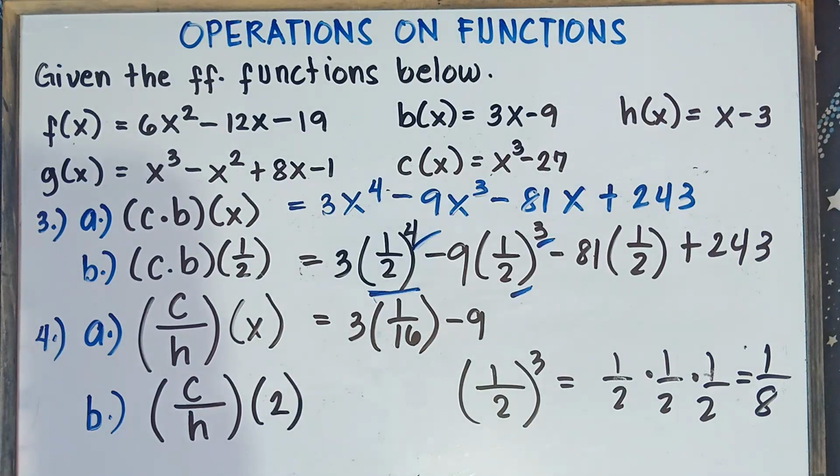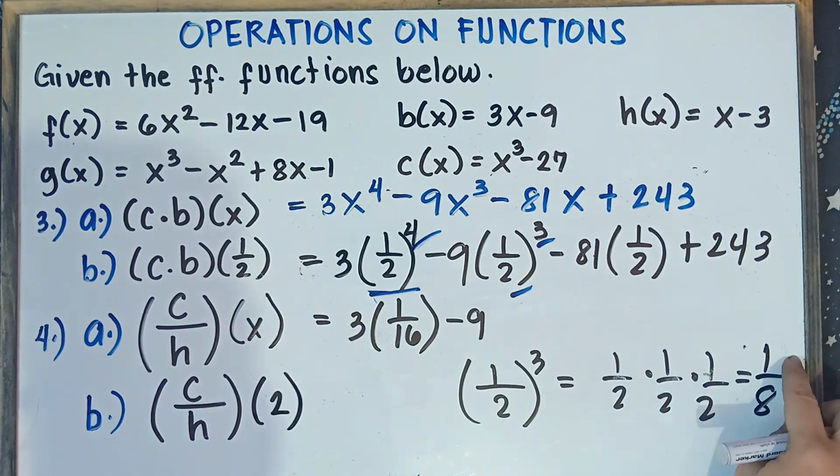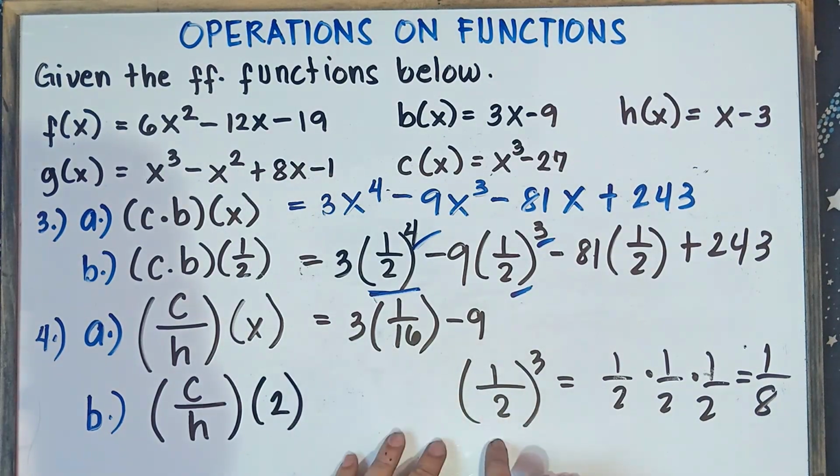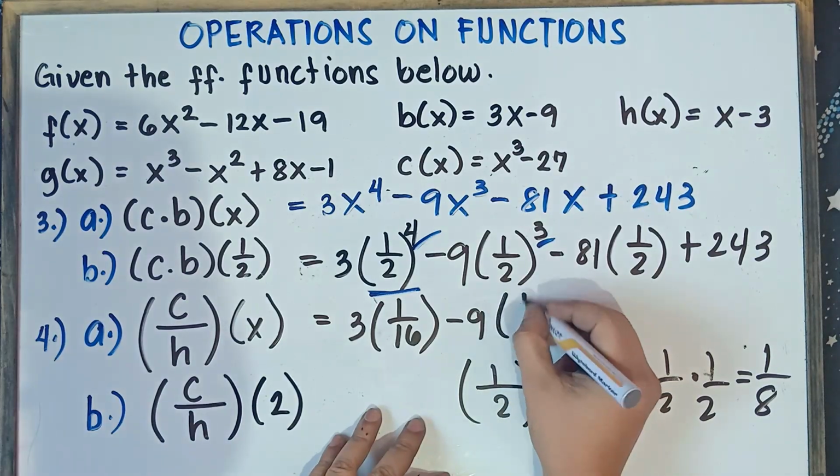I hope you're not confused, class. 1 times 1 times 1, that would be 1. 2 times 2 is 4, times 2, that would be 8. So therefore, 1/2 quantity raised to the power of 3, the answer is 1/8. So this will be negative 9 times 1/8.